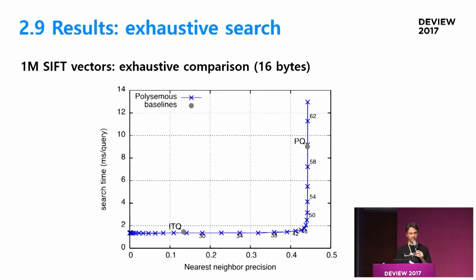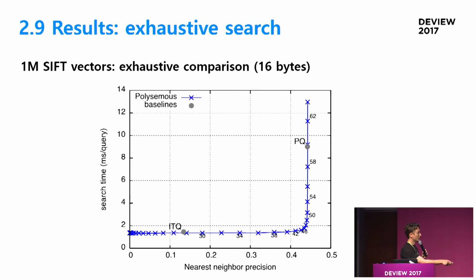So let me show you some results now. The first results I will show are on a fairly small database of 1 million SIFT vectors. For those of you who are not necessarily familiar with the computer vision field, SIFT vectors were the standard descriptor for small image patches before deep learning. So here, we perform an exhaustive comparison using 16 byte descriptors. What we show on this figure is the search time in milliseconds per query, the lower the better, as a function of the nearest neighbor precision, the higher the better.